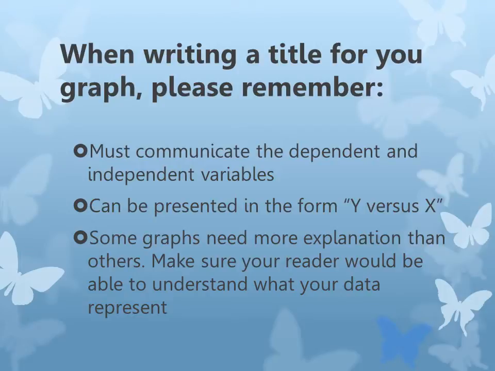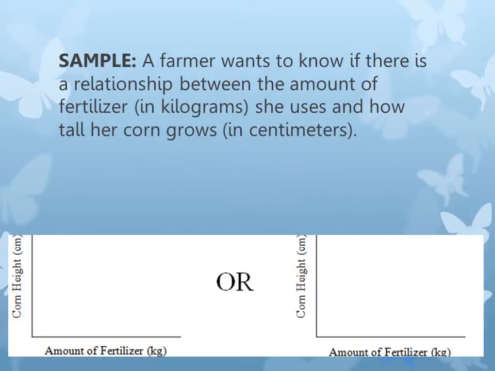When you're creating a title for your graph, make sure that you communicate the dependent and independent variables. It could be presented in the form of y versus x, so the y-axis versus the x-axis. That's the easiest way to do it, and some people do that every single time just to make their lives easier. Some graphs need more explanation than that, so make sure your reader would be able to understand what your data represents.